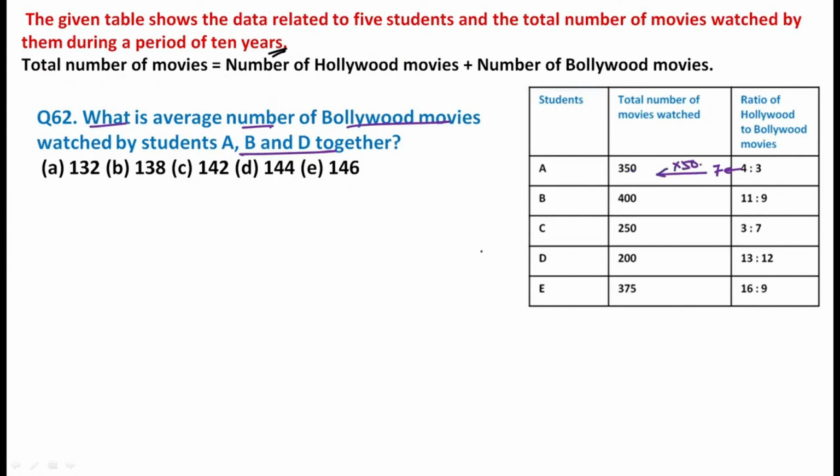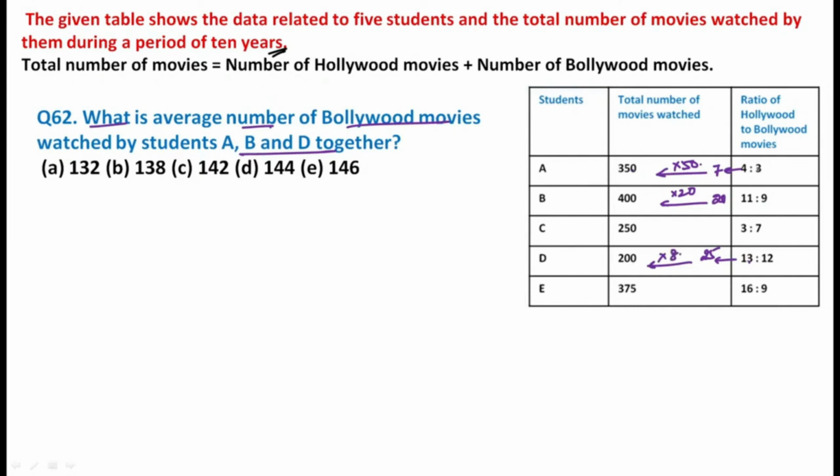First, you need to separate the values. For B, the total is 400; there are 20 parts, 11 parts Hollywood and 9 parts Bollywood, so 400 divided by 20, each value is 20. For D, if you take it as a value here, each value is 25. 25 becomes, why? Because 13 plus 12 is equal to 25. Now 25 becomes 200, you should multiply with 8.